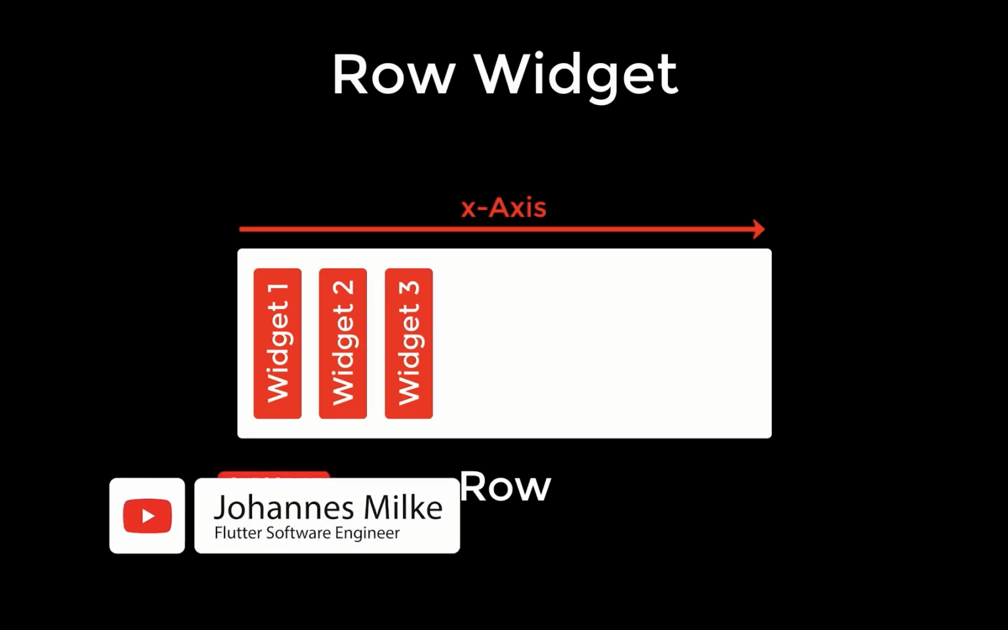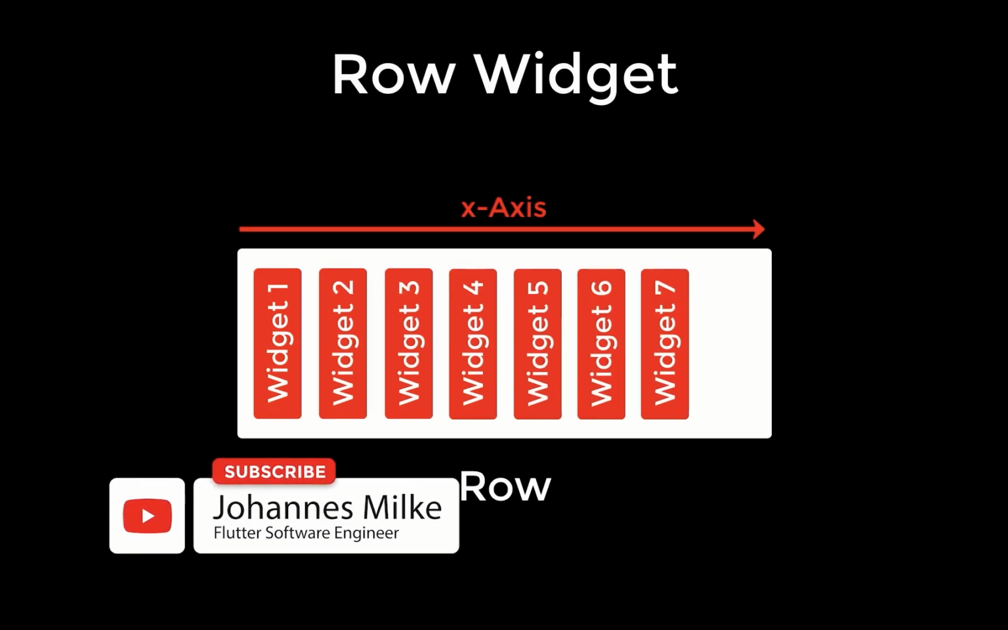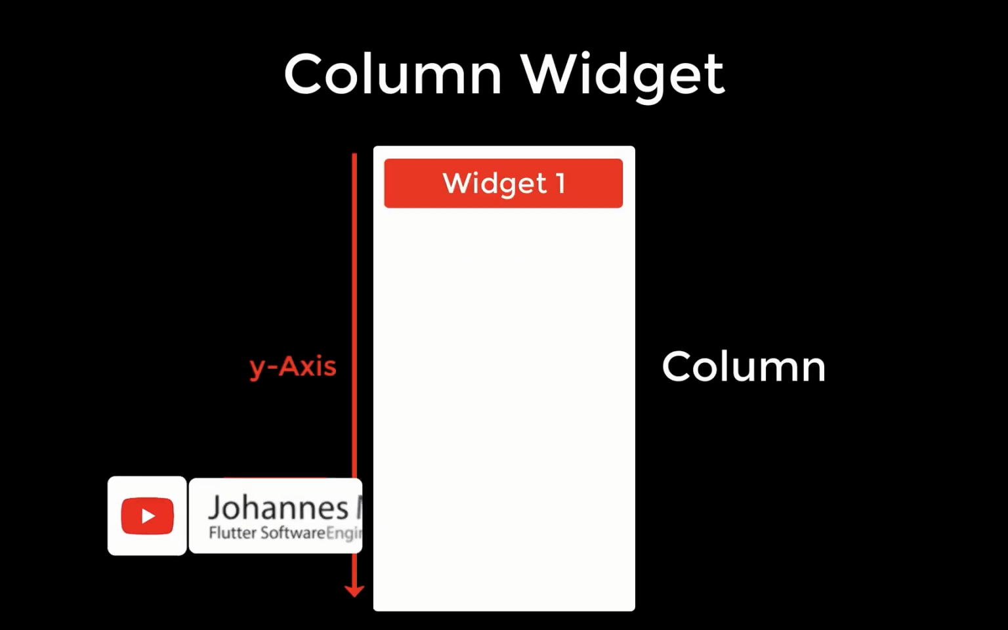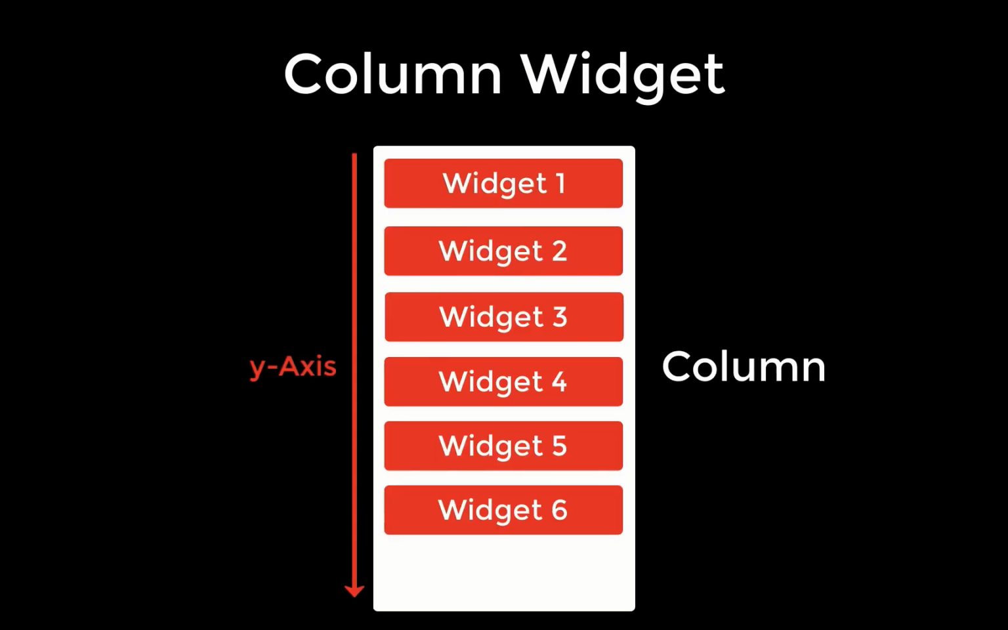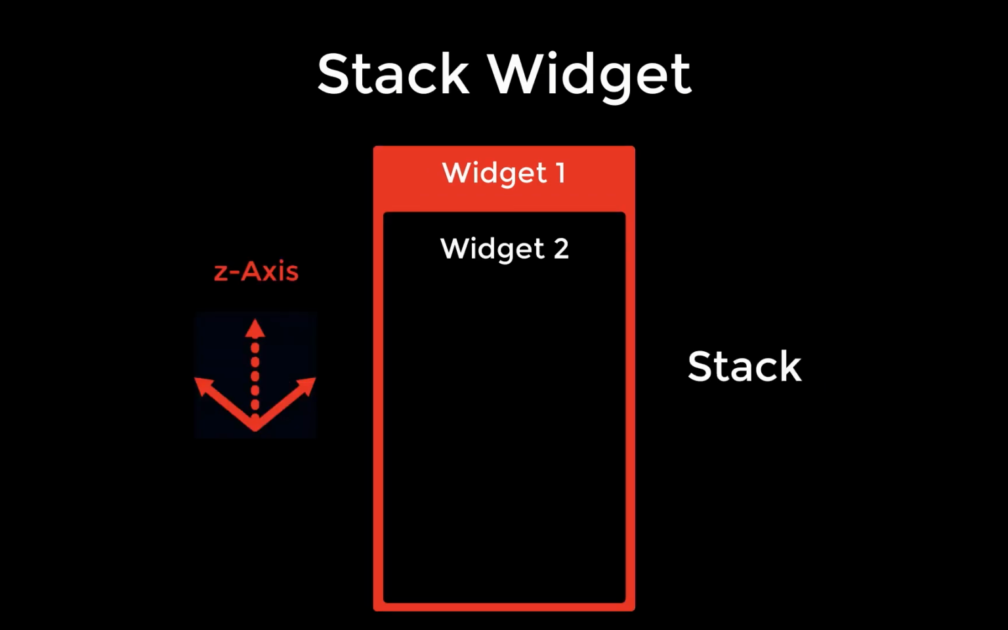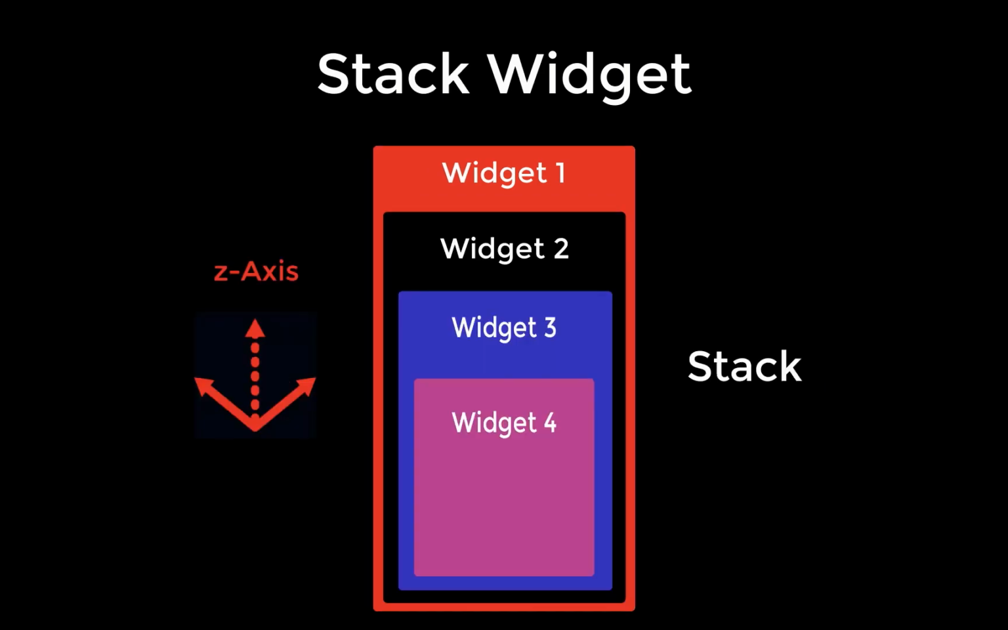Use the row widget to display multiple widgets horizontally on the x-axis. Use the column widget to display multiple widgets vertically on the y-axis. And use the stack widget to display multiple widgets on top of each other on the z-axis.